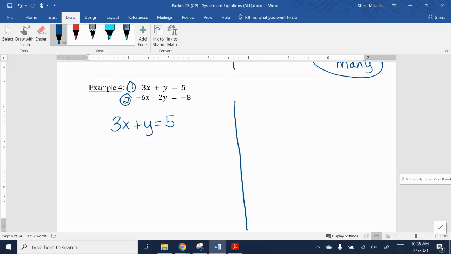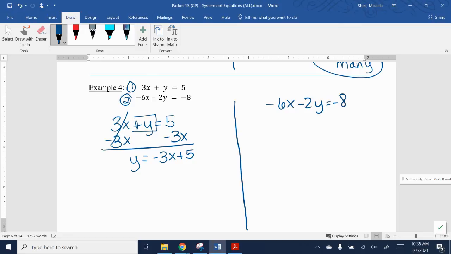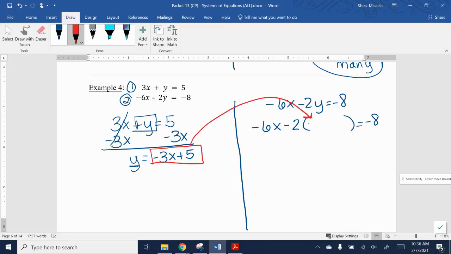So I just need to get that y by itself. To do that, think about putting it into slope-intercept form in this case. We're going to subtract 3x from both sides to get y equals -3x plus 5. The other equation, negative 6x minus 2y equals negative 8, is going to go on the right. We have y isolated, which means when I go to rewrite the other equation, the parentheses go in place of the y. This way, we'll only be working with x's. Negative 3x plus 5 is going to go inside those parentheses.